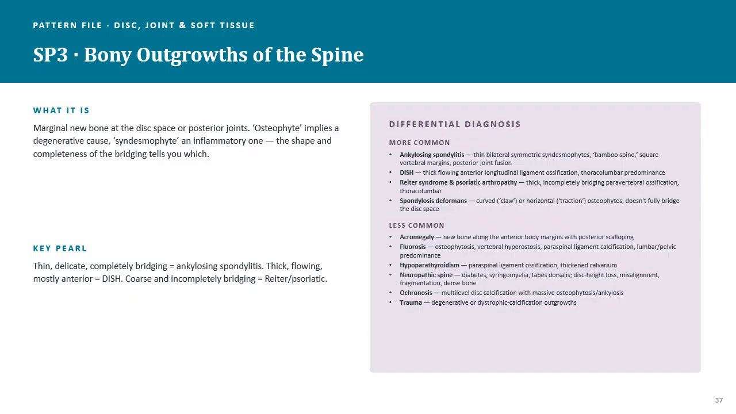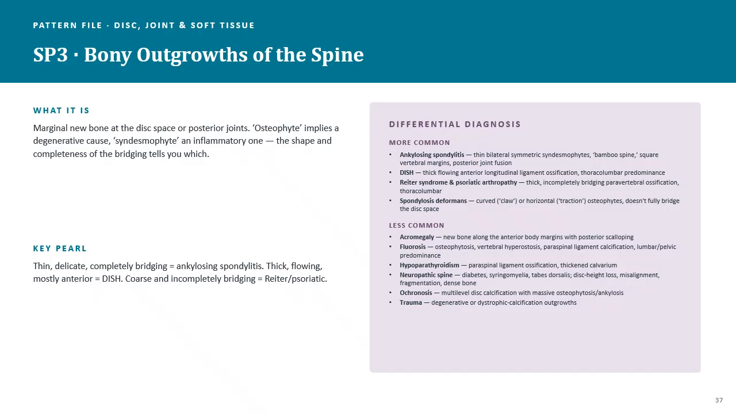So there are two terms here in the slide that you need to know. One is osteophyte. That's commonly called a bone spur, and they are usually associated with some sort of wear and tear or degenerative change in the spine. The other term that you need to be familiar with is syndesmophyte.